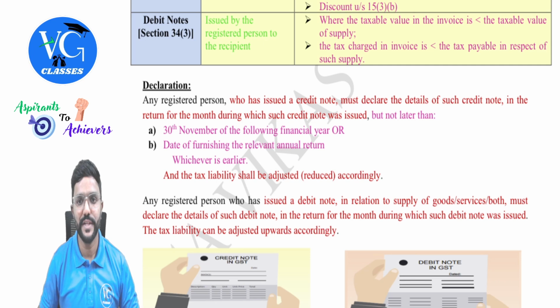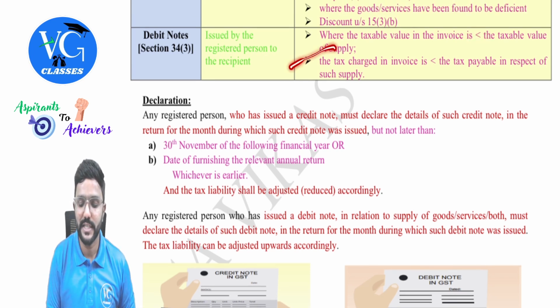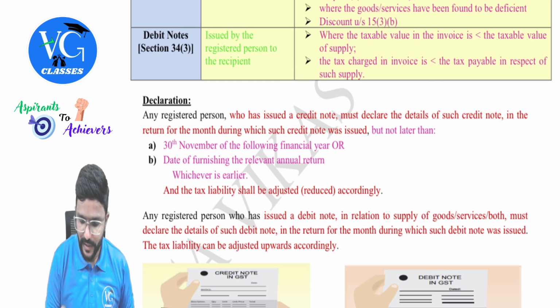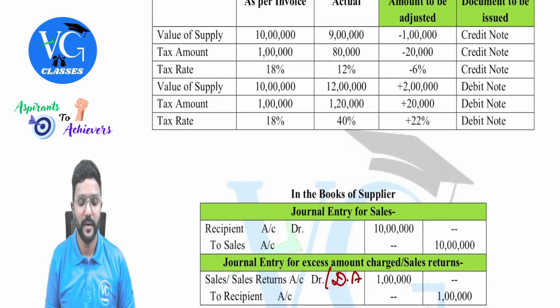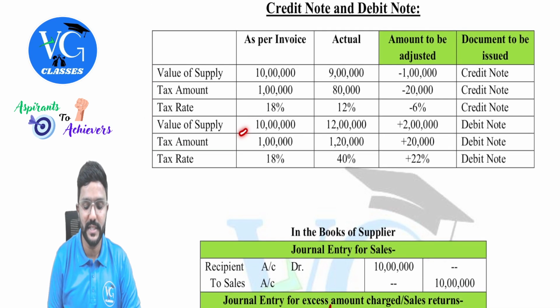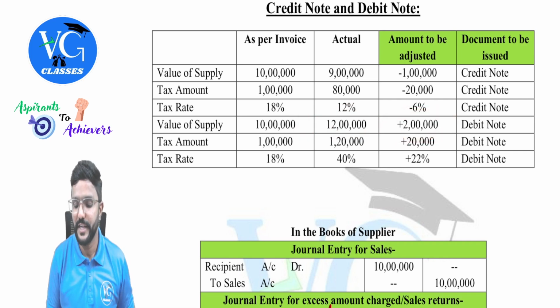Where the taxable value in the invoice is less than the actual taxable value, or the tax charged in the invoice is less than the actual tax to be charged. Let me explain this with an example. These three are for debit note. Assume in the invoice the actual amount charged is 10 lakh, but actually it was supposed to be 12 lakh. So 2 lakh less is charged. So for that 2 lakh, we will issue what?